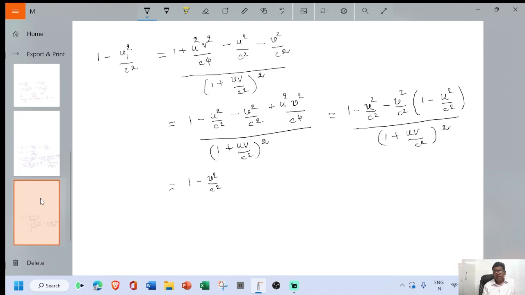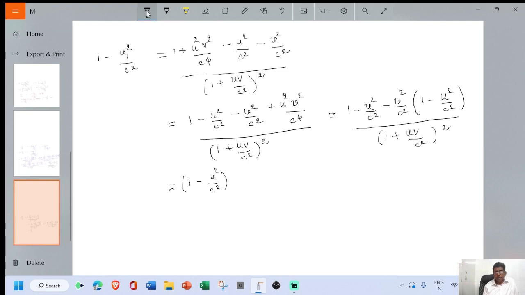Take this one as a common term. We can get 1. Already we have taken out this v square by c square outside. 1 minus u square by c square. Now take this term 1 minus u square by c square as a common term. 1 minus u square by c square. So here 1 minus u square by c square minus v square by c square is present as such.